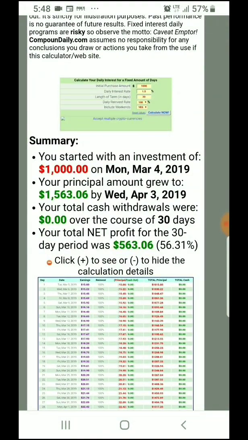Basically, it says you started with an investment of $1,000 on Monday, March 4th, 2019. Your principal amount grew to $1,563.06 by Wednesday, April 3rd, 2019. Your total cash withdrawals were 0. Over the course of 30 days, your total net profit for the 30-day period was $563.06. That is 56.31%. Okay, so that will be my gain.